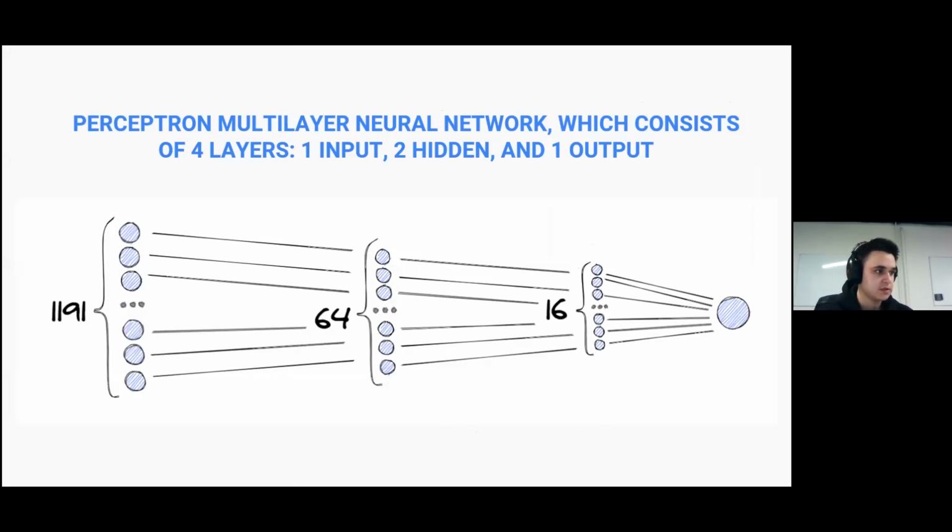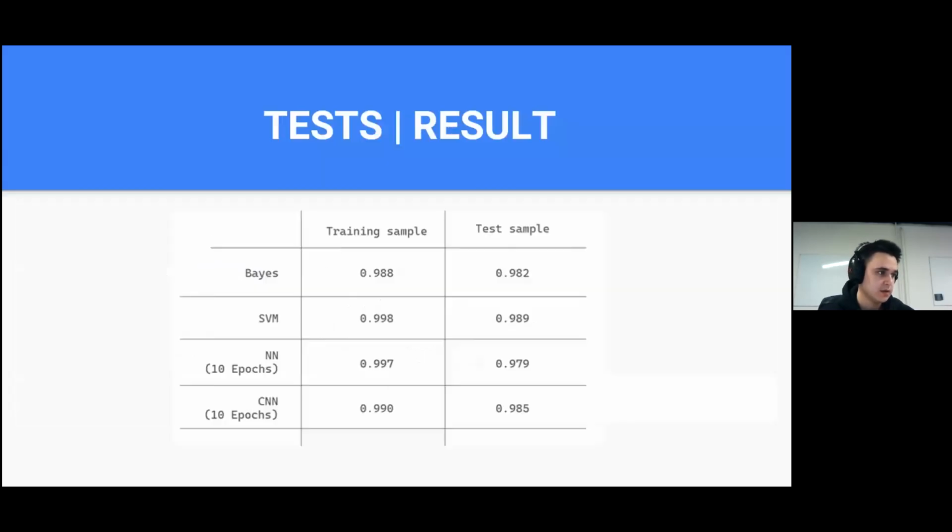And here you can see the structure that we use for the multilayer perceptron neural network. The first layer consists of 1,191 inputs, as the size of the dictionary, the second consists of 64, and the third one of 16. Here you can see the results of the test on training and test samples. You can notice that the best is SVM with 98.9% accuracy of spam recognition.